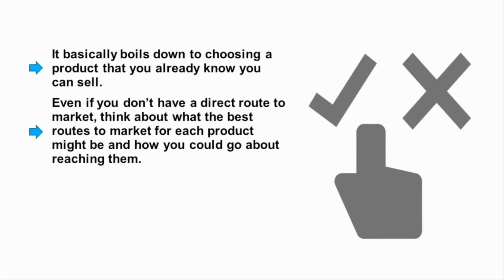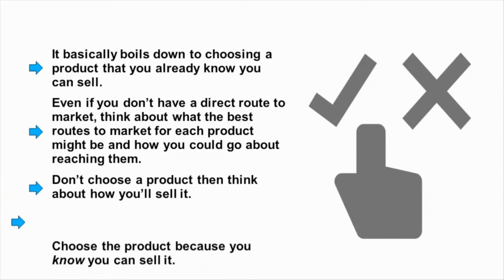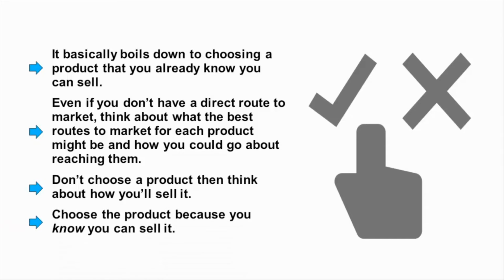Think about what the best routes to market for each product might be and how you could go about reaching them. Don't choose a product and then think about how you're going to sell it. Choose the product because you know you can sell it. We'll be talking more about this later in the video series.